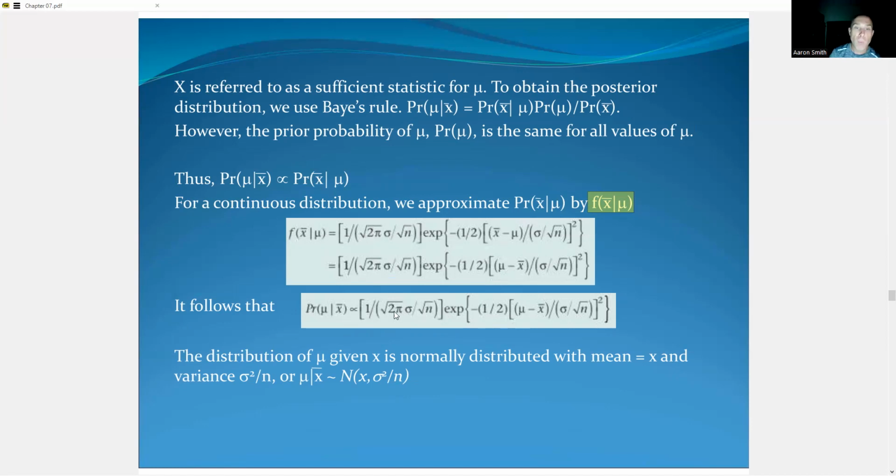Now, the reason why it's proportional is because in this situation, X bar is a fixed value. This may or may not actually integrate to 1 if I integrate over all the possible values of mu. Therefore, this isn't quite a probability distribution. It's close. There is just a rescaling aspect. The distribution of mu given X bar is normally distributed with mean equal to X bar and variance equal to sigma squared divided by n, or mu given X bar is distributed normal with mean X bar and variance sigma squared divided by n.